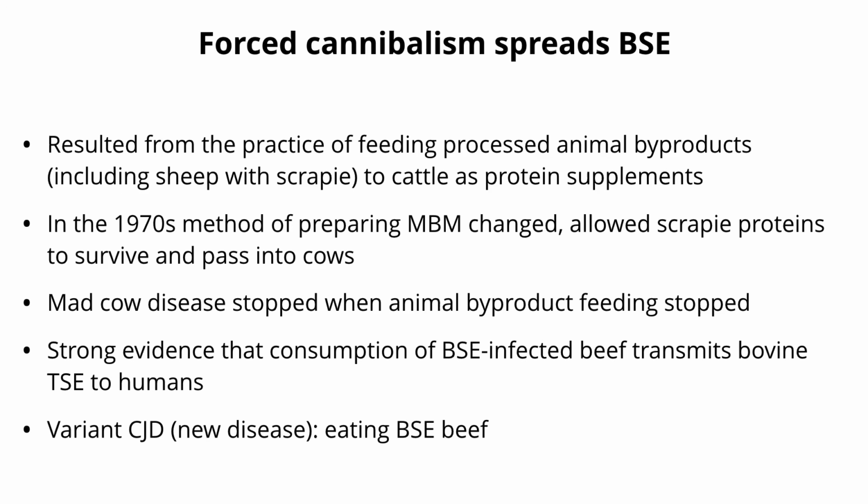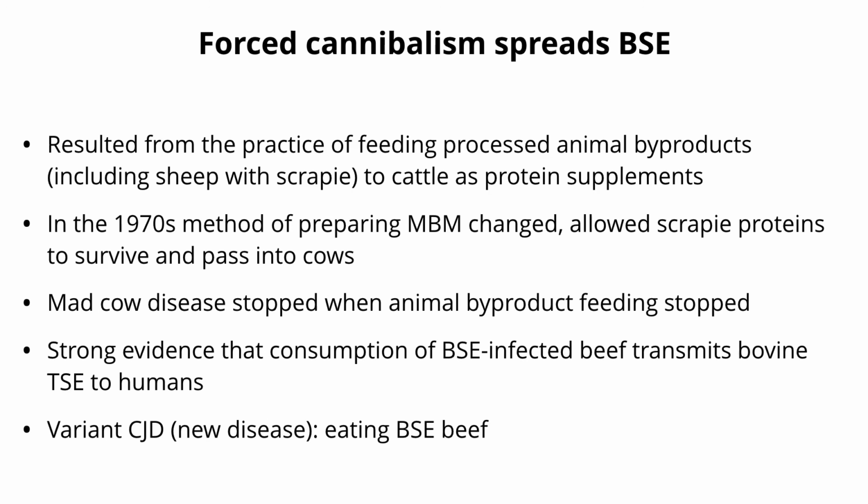And in the 1970s, the method of preparing this feed, which is called meat and bone meal from the ground up animals, it changed and allowed the Scrapie proteins to pass into cows. So previously they had a step in the processing which got rid of the Scrapie protein. So there was no Scrapie in cows up until this time when we changed it, probably to save money. And the cows started developing BSE, which was a form of transmissible spongiform encephalopathy. They stopped feeding them and they stopped the outbreak.